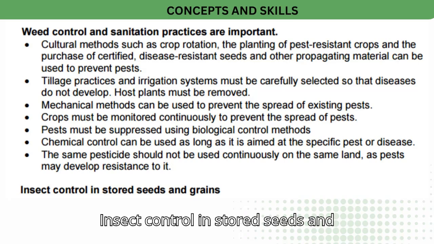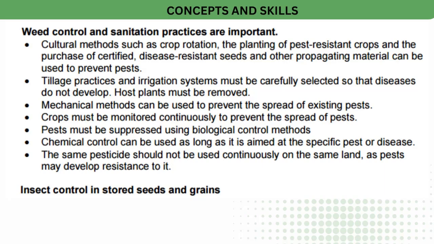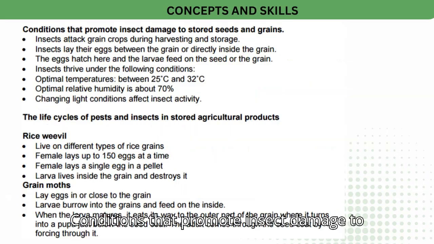Insect control in stored seeds and grains. Conditions that promote insect damage to stored seeds and grains. Insects attack grain crops during harvesting and storage. Insects lay their eggs between the grain or directly inside the grain. The eggs hatch here and the larvae feed on the seed or the grain.